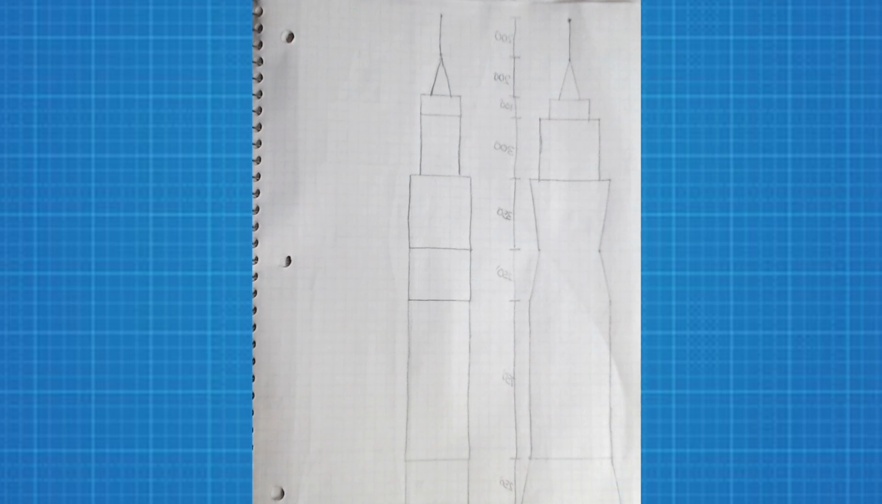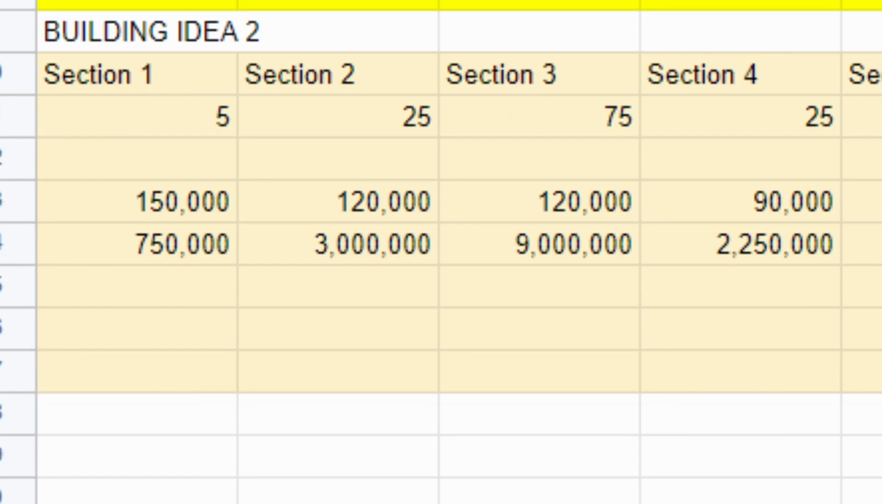After a bit of drawing, I came up with some new plans. Smaller, this time 500 by 300 feet, so not as big. But since we are done with another set of plans, we must do another cost analysis thingy. Alright, so building idea 2. This is the second iteration of my first building.